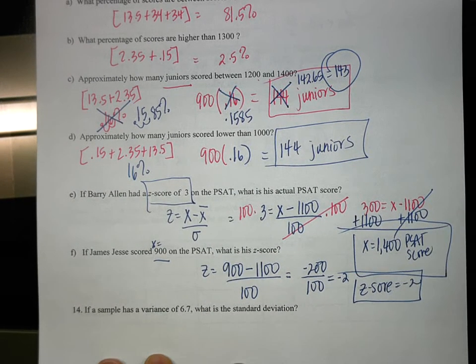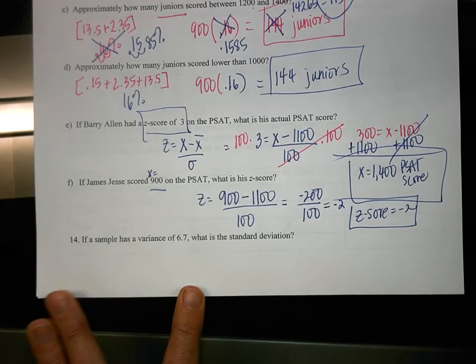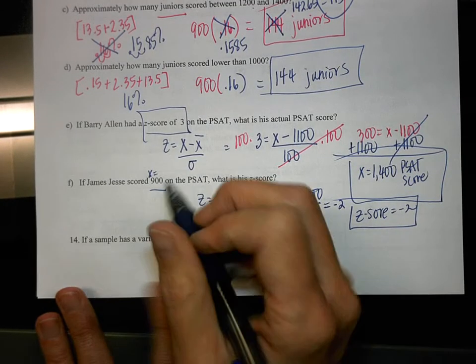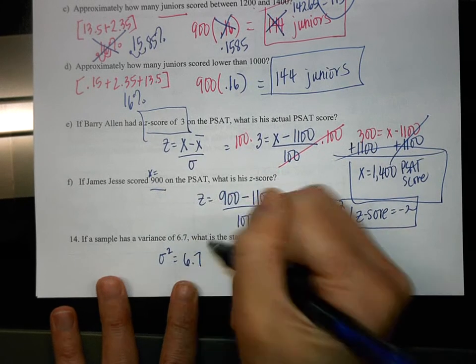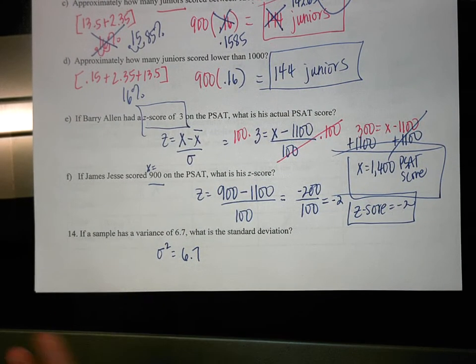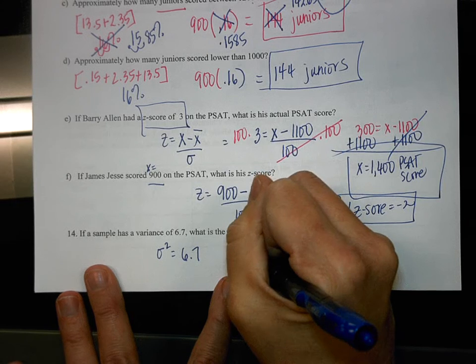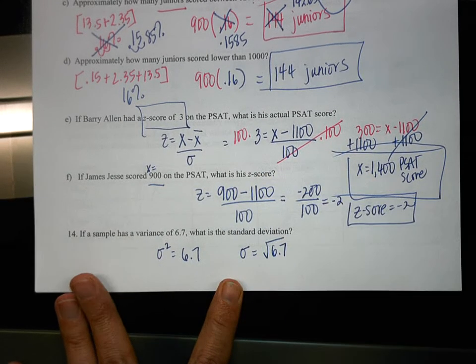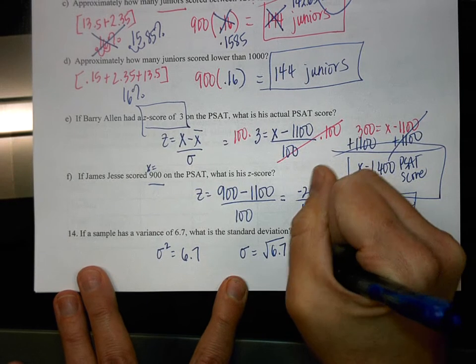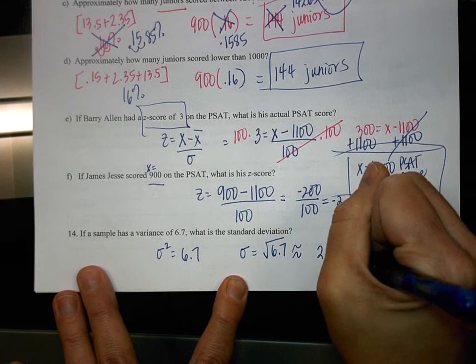All right, and then the last question. If the sample has a variance, so we know variance is that symbol, of 6.7, what is the standard deviation? And so in order to find the standard deviation, which is that symbol, we always take the square root of the variance, so the square root of 6.7, and that is approximately equal to 2.59 if you were to put that into your calculator.